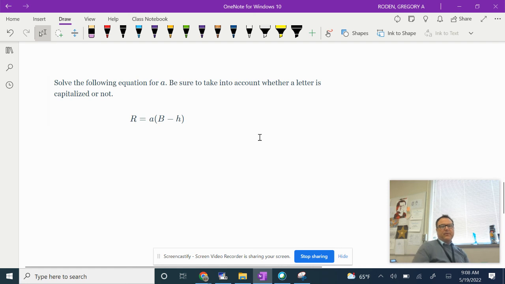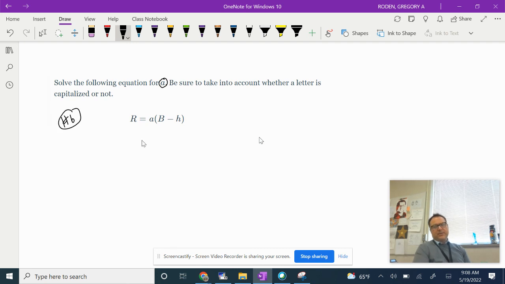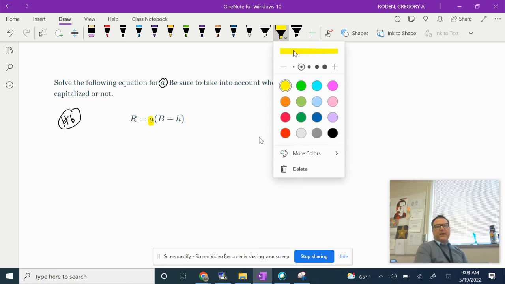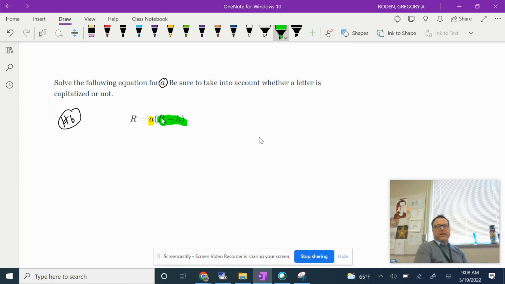All right. What's the next problem here? We want to solve for A here, right? So this is example number 6. Example number 6 is R equals A times B minus H in parentheses. So what we want to do is get this A by itself. Now, what's connected to A? This whole set of parentheses is connected to A by multiplication. Remember, there's a little hidden multiplication sign in between there.